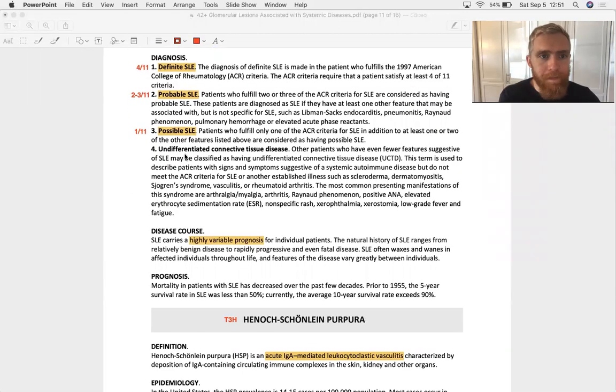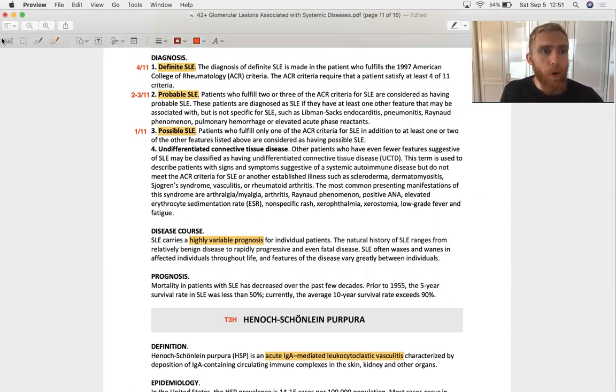So how do you make the diagnosis of lupus? Well, you need 4 out of 11. If you have 2 or 3, it's probable. If you have 1, it's possible. Recognize that probable is a permissive category that allows you to include things that are not technically diagnostic criteria, such as pneumonitis or Raynaud's, or even just elevated acute phase proteins like ESR, the sed rate, and CRP, C-reactive protein. That's an example of an acute phase reactant. So if those are elevated, you can say probable SLE, but it doesn't count as a criterion for definite SLE.